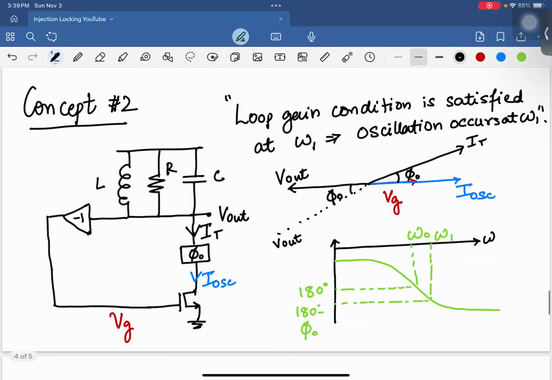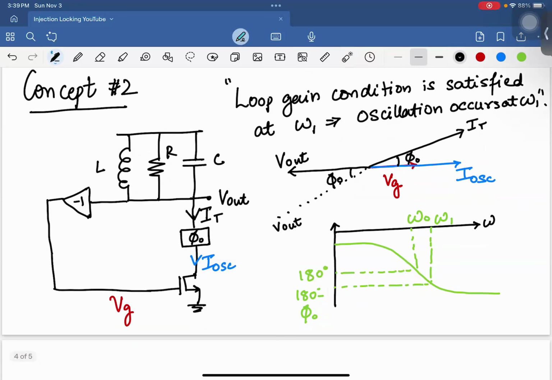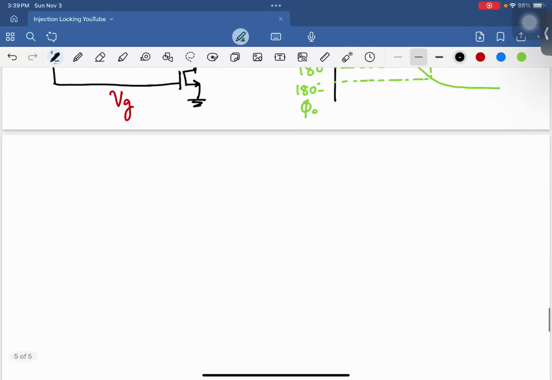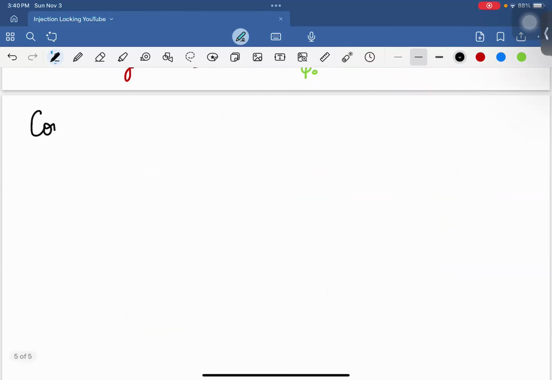If you want to know what it is, then you can kind of see that. Okay, so let's just assume that this is true. So intuitively, at least, now the loop gain is satisfied, the loop phase condition is satisfied at omega 1, so the oscillation occurs at omega 1. Okay, very nice. So let's go to third concept, which is injection locking.